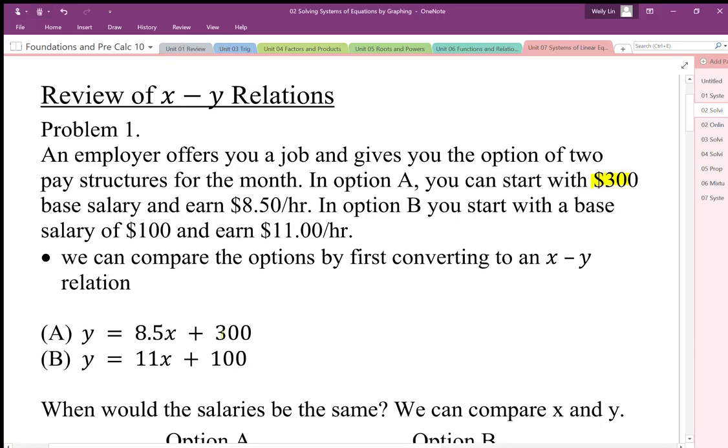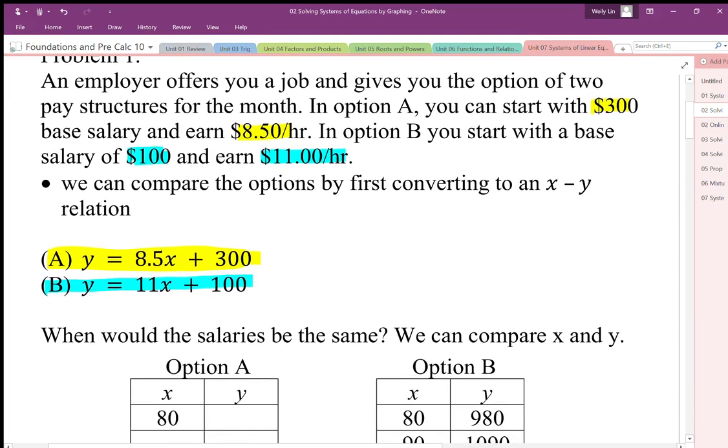That looks like this when we write out the option as a calculation relationship. Option B, we start with a base salary of $100 and we earn $11 an hour. So this one starts with less but earns more per hour. Okay, so the rate is higher.